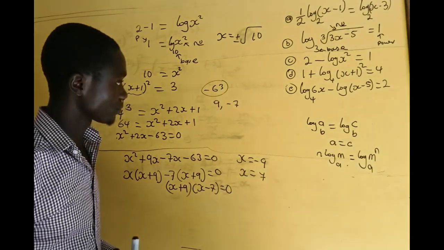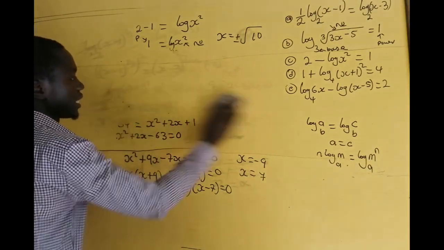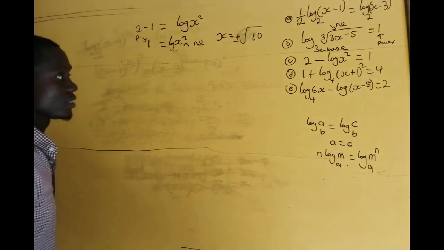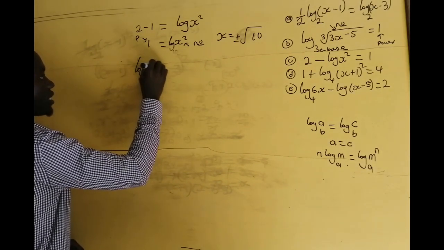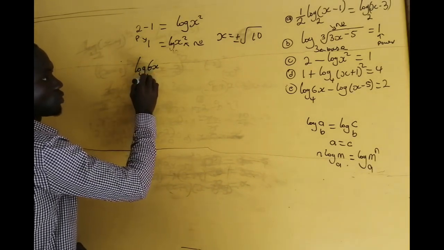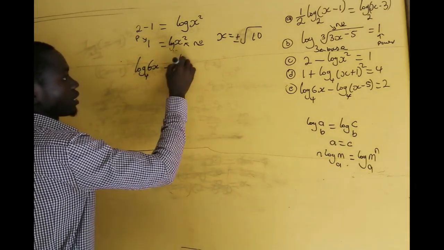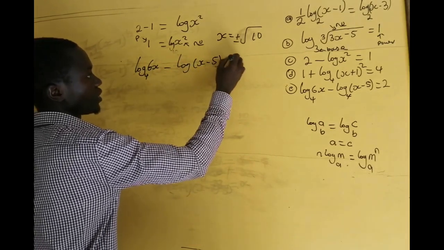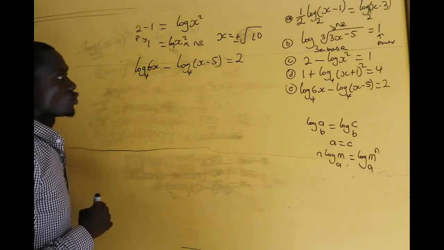Now, for the last question, I hope you've gotten the idea in solving these questions. So the last question we have log of 6x base 4 minus, oh wow, this is base 4 too, minus log of x minus 5 equal to 2. Now, how do we solve this?